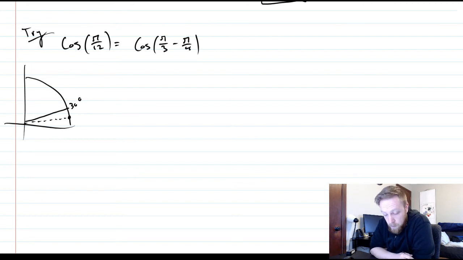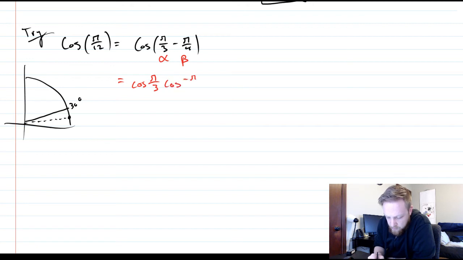You would want to pause the video here. First, you should check and see, why is that equal to pi over 12? And then you should try to find the actual cosine using the rule. Here's what you need to do. Think of this as alpha and this is beta, and be careful because beta is negative pi over 4. So this is actually going to be cosine, cosine, sine, sine, with a minus: cosine of pi over 3, cosine of negative pi over 4, minus sine of pi over 3, sine of negative pi over 4.